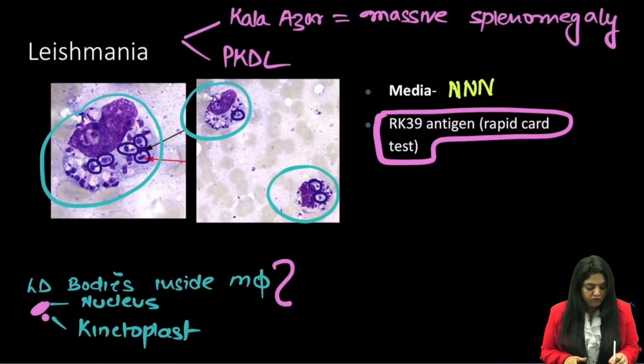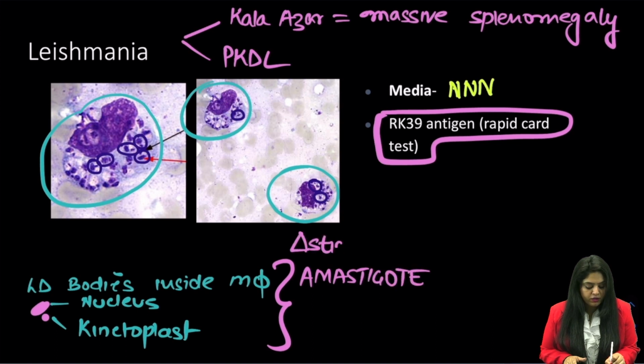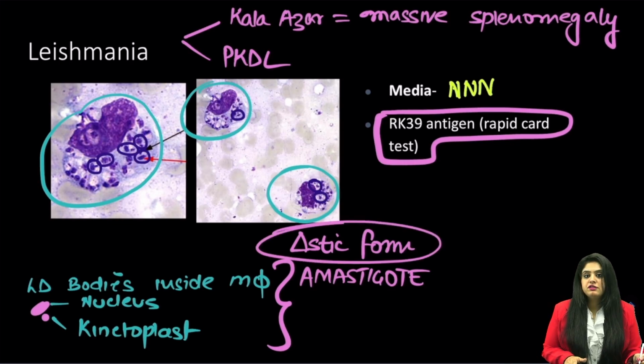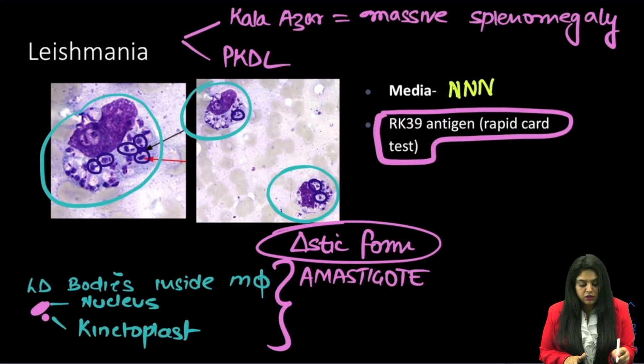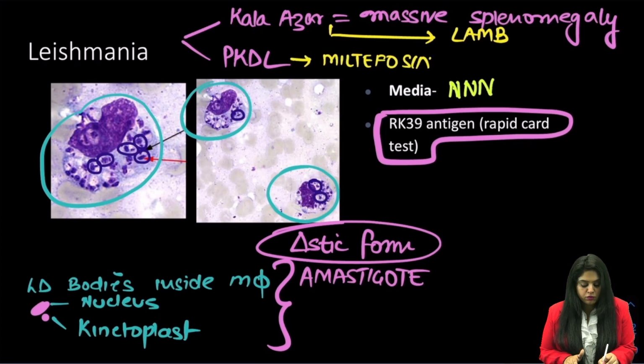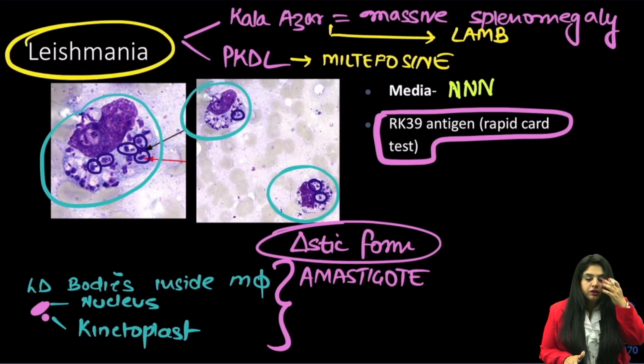And you know which form of leishmania the LD bodies are? That's the question that you get. What is the diagnostic form? How are you making the diagnosis? The diagnostic form is going to be the amastigote form. I hope that's okay. Quickly tell me the treatment also. This was an FMG exam question in January. What is the treatment of Kala Azar? Liposomal amphotericin B, which everyone knows about. And for PKDL, miltefosine is a very famous drug that you again have to know about. So that is what you have for leishmania.